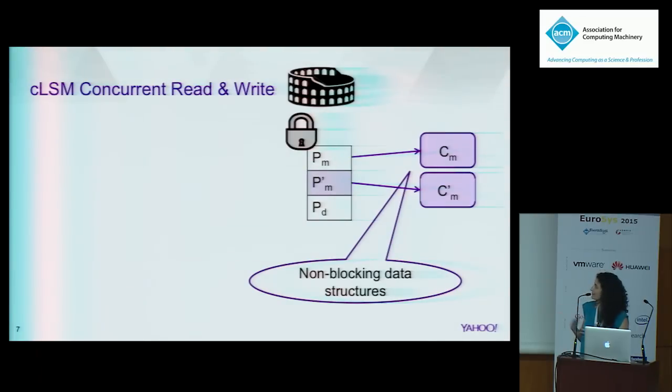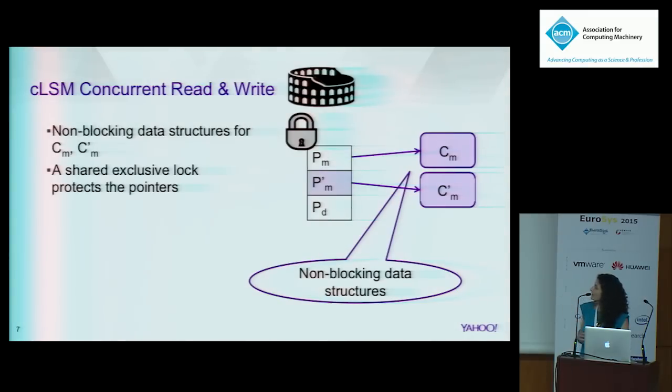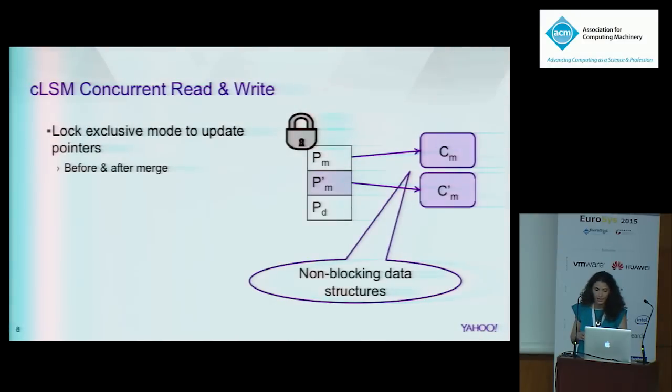Our solution, cLSM, provides light synchronization for read and write access of this pointer data structure. First, we assume a thread-safe implementation of the memory component. This takes care of the per-component synchronization, and there are many off-the-shelf efficient implementations of such data structures. Second, we add a shared-exclusive lock to protect the pointers. So how does it work? A merge operation takes the lock in exclusive mode to update the pointers before and after the merge occurs.